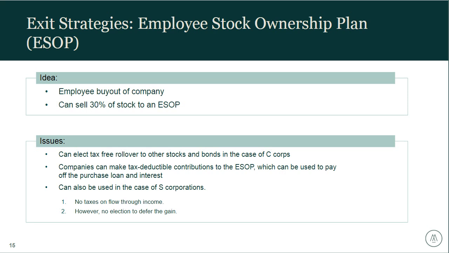There's a lot of economics that need to be worked out, but the ESOP can go out, take a loan, pay it to the seller for the 30%, and then over time pay off the loan from the earnings of the company. The company can also make tax-deductible contributions to the ESOP, which can be used to pay off the loan and interest. By the way, the ESOP is kind of like a qualified plan from a tax and regulatory perspective.